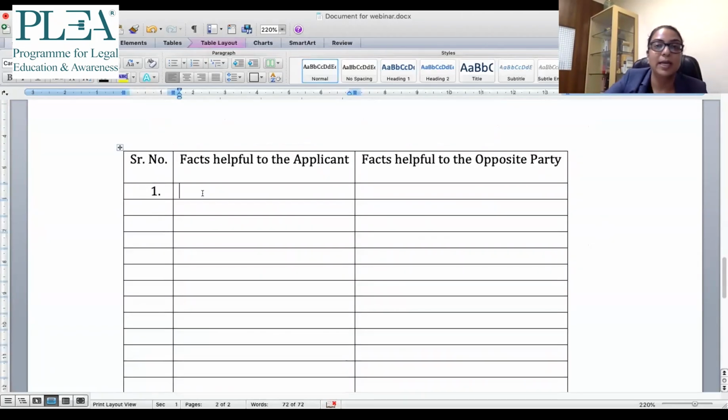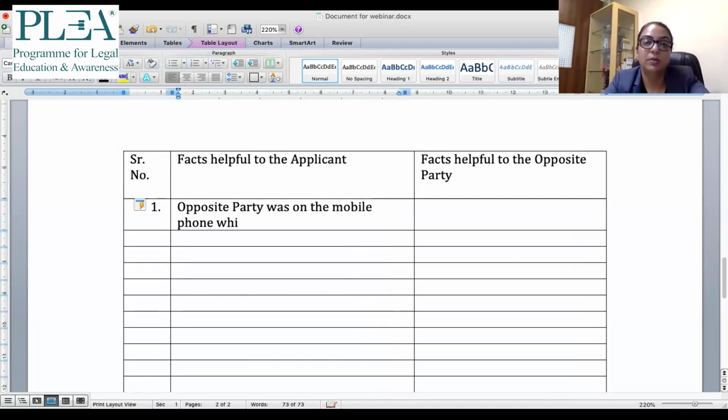Okay, so I'd need facts helpful to the applicant from you. Let us just try. We've gone through the case study. There is no right or wrong answer. We're just trying to understand here. So what are the facts helpful to the applicant? So the first one may be the fact that the respondent may have been on his phone while driving. So he may not have been paying attention. So opposite party was on the mobile phone while driving.